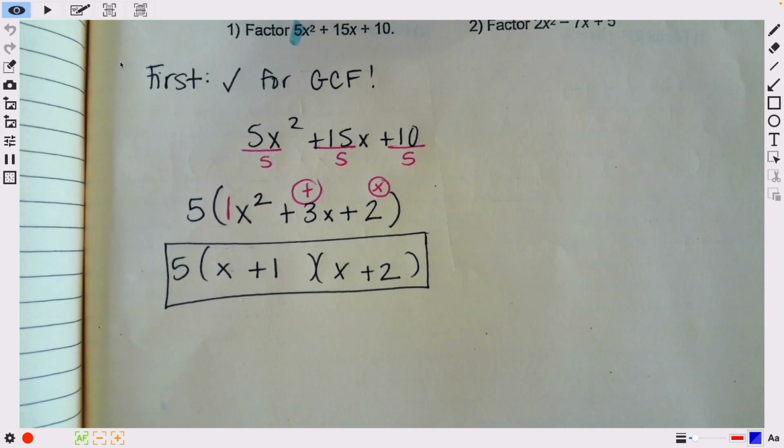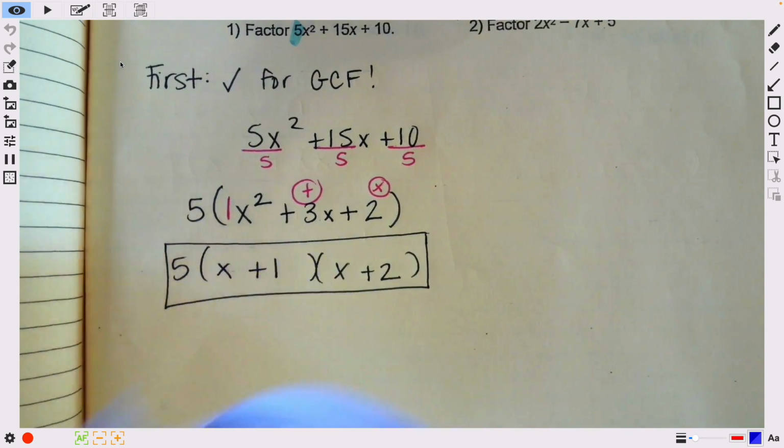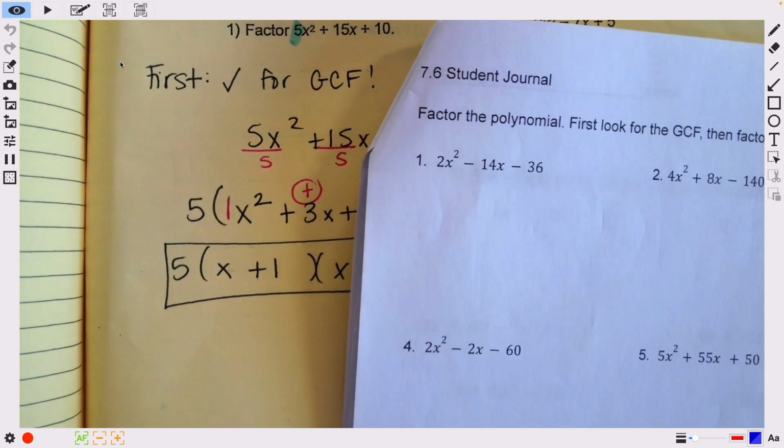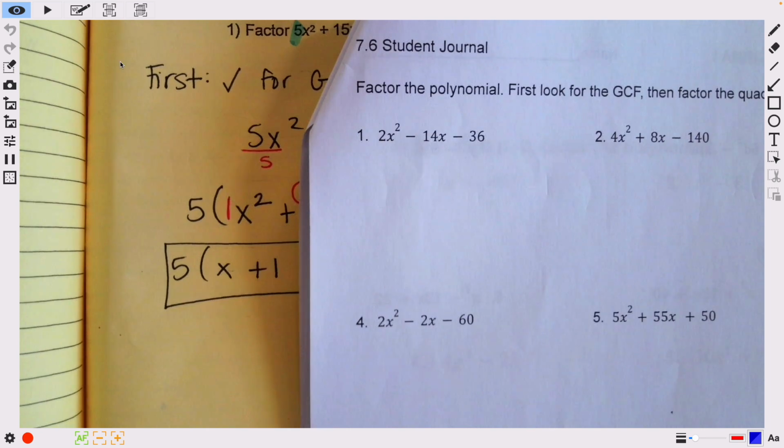Do you guys have your homework packet nearby? Yeah. Grab it for me really quick. So on your homework tonight, the first 6 are just like that. You're going to be able to divide everything by a common factor and then just factor like normal.